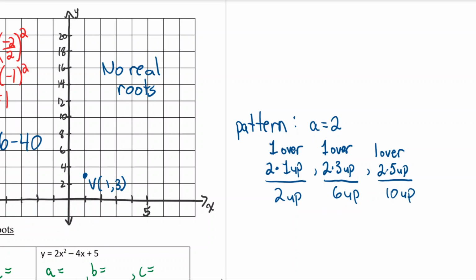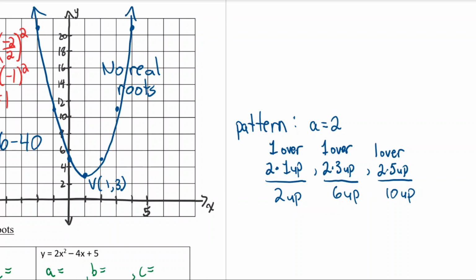So I'm going to go 1 over, 2 up, 1 over, 6 up, so 2, 4, 6 up, and then 1 over, 10 up, 2, 4, 6, 8, 10. I'm up here, and I use symmetry to get the remainder of the values. So now that I have my points using my pattern, I can draw the graph.